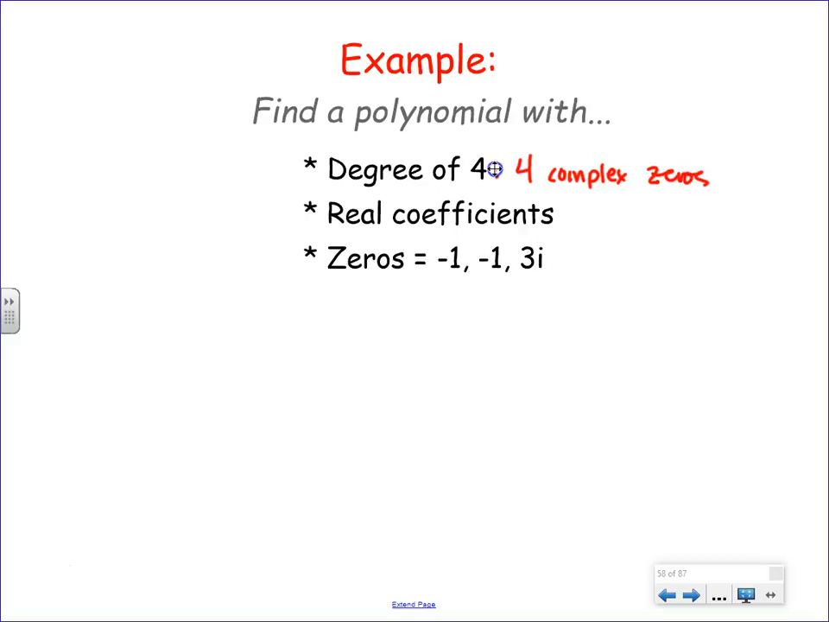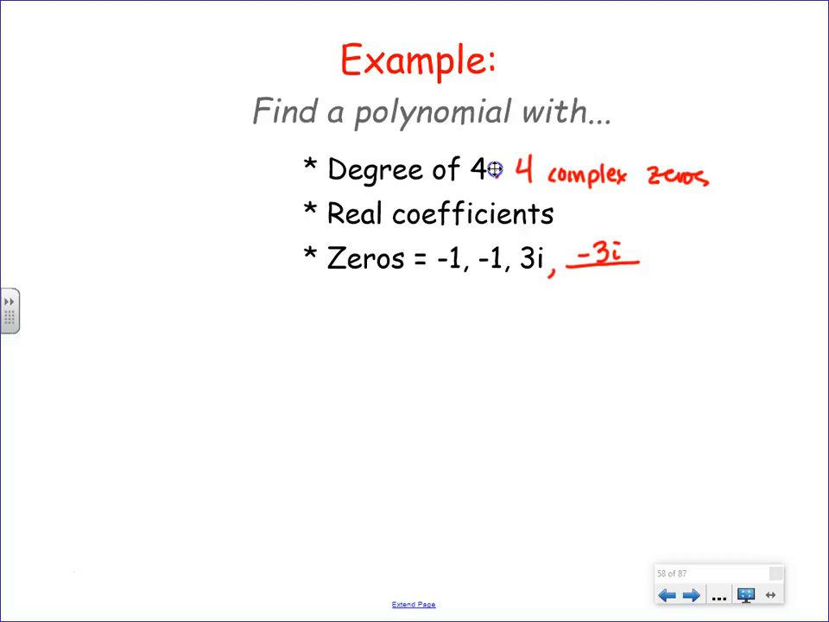Real coefficients. Okay, imaginary numbers aren't allowed to stay. Somehow they must simplify away. Wait, we just said 4 zeros and they only gave us... So what do we do? Since they gave us one 3i, there must be a negative 3i, so therefore we can say, you tried to trick me, but not today. There he is, 4.